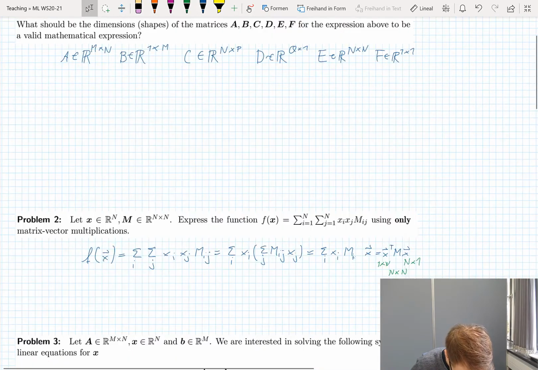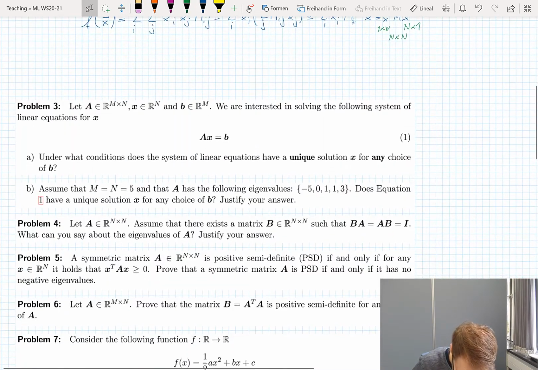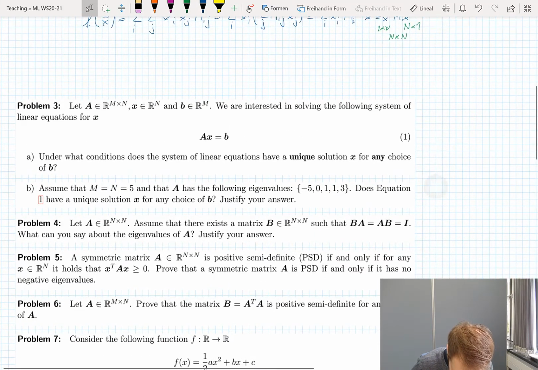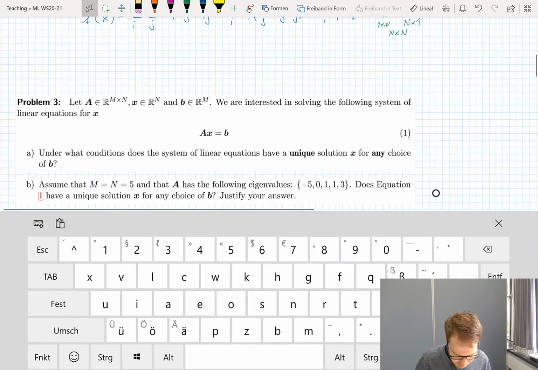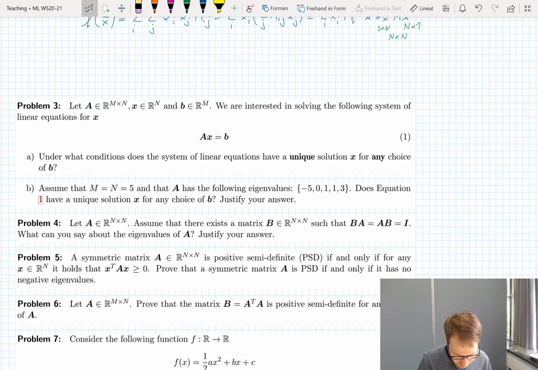Okay, third problem. We're interested in solving the following system of linear equations for x. A times x equals b. Under what conditions does the system of linear equations have a unique solution x for any choice of b?